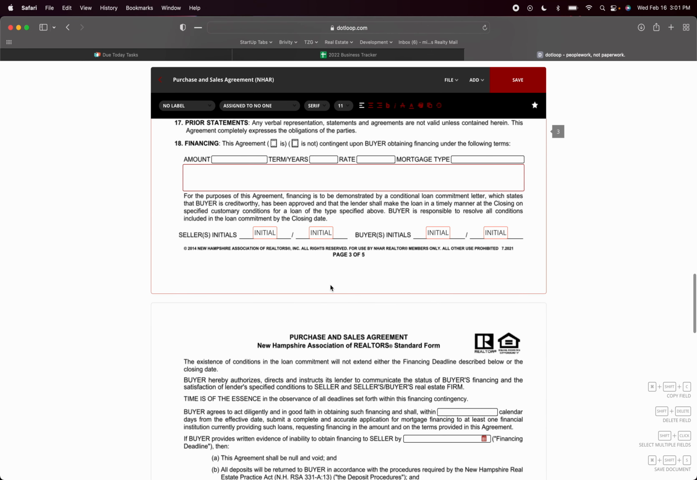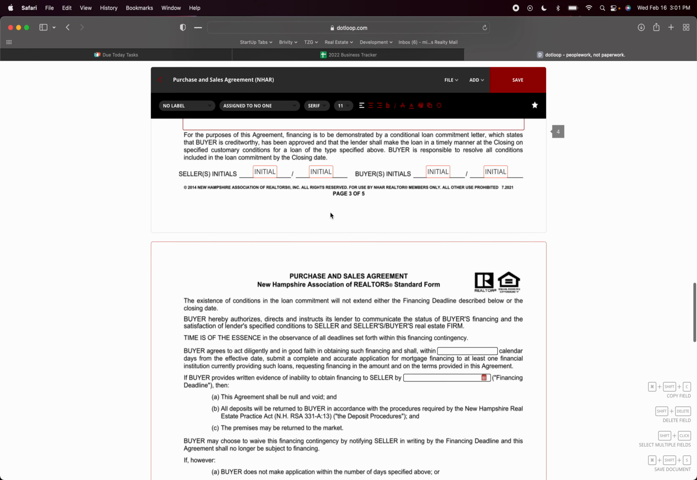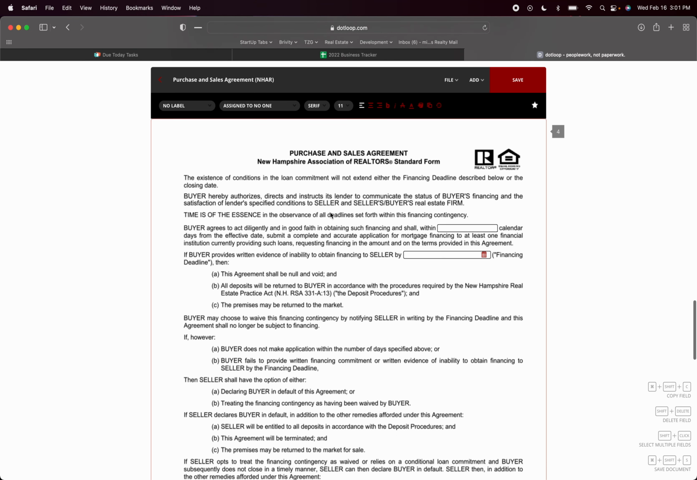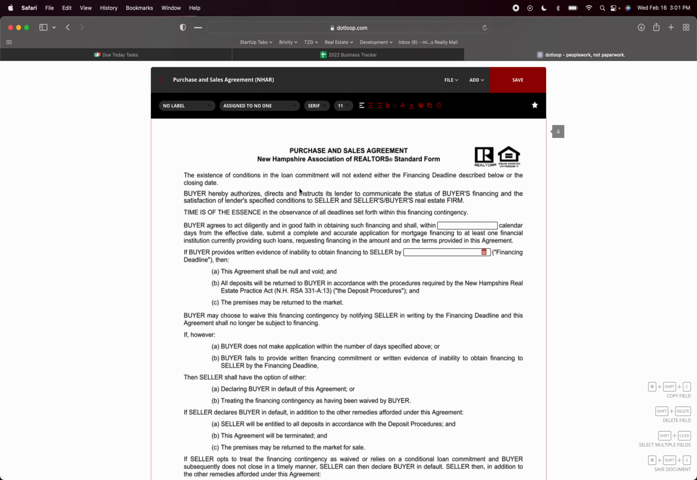You do want to make sure you've read all of this. There's lots of good information in here about financing. If you do have questions about any of it, you should definitely ask, because there's a lot of really important information. But on to this next section.